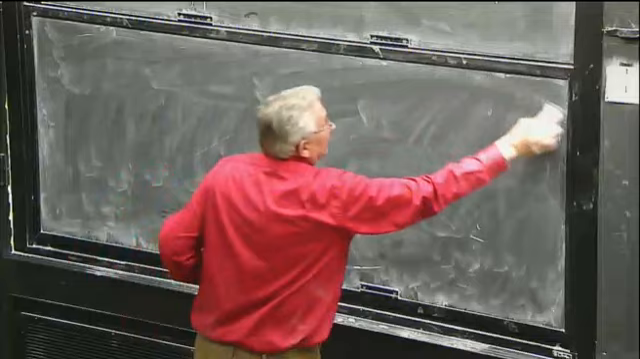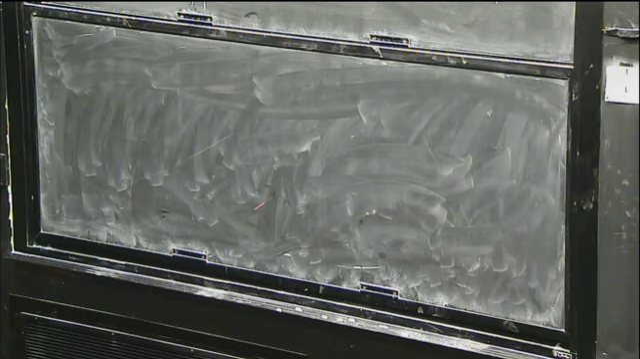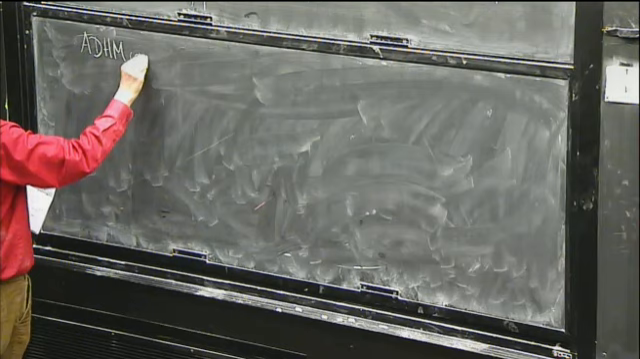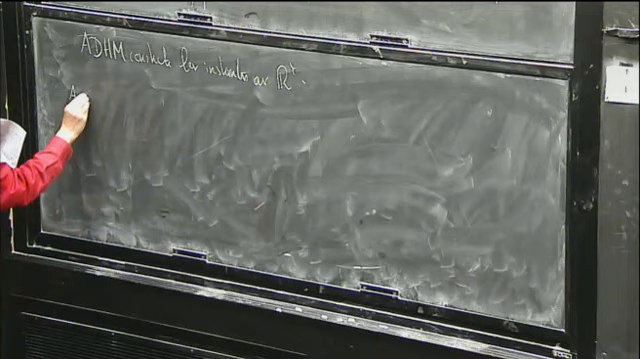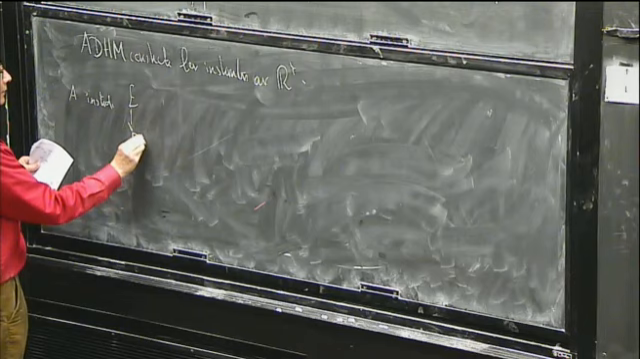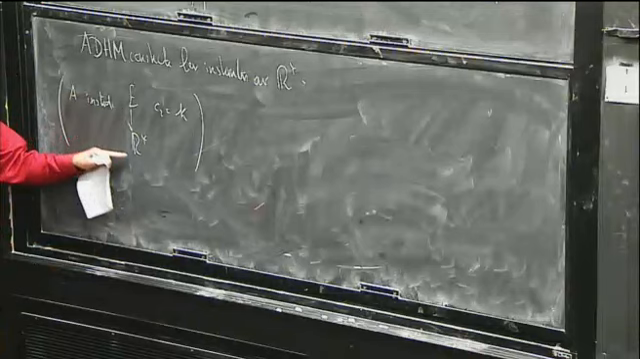So let me go over the ADHM construction. Instantons over R4. Here we have A, an instanton, a self-dual connection on a bundle E over R4, with second Chern class k. Let me extend to the four-sphere in the familiar way.